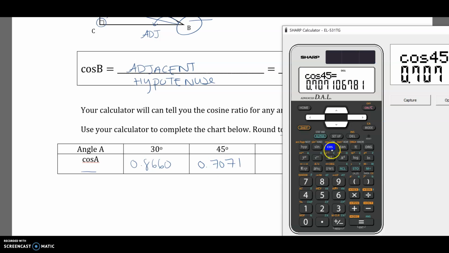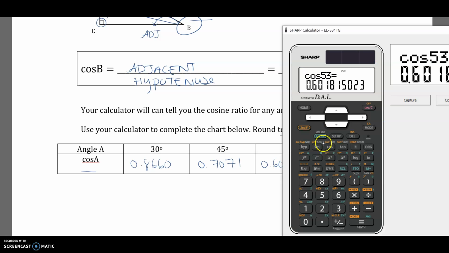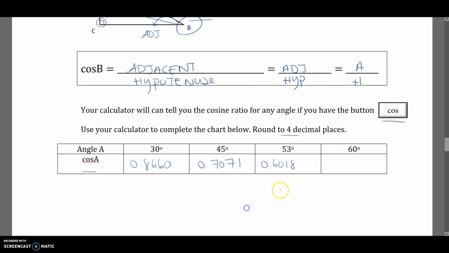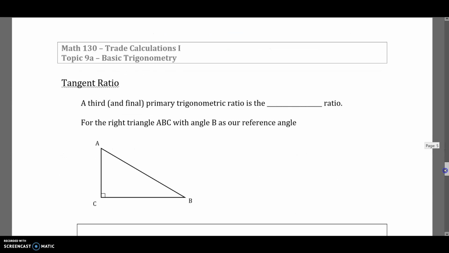Cos of 53 degrees is 0.6018. And cos of 60 degrees is 1/2, 0.5. So again, when we use the angle with a trig ratio, the answer we get on our calculator is the ratio or comparison of sides.